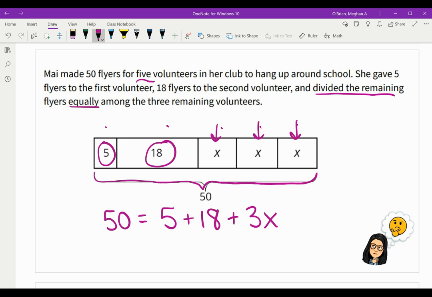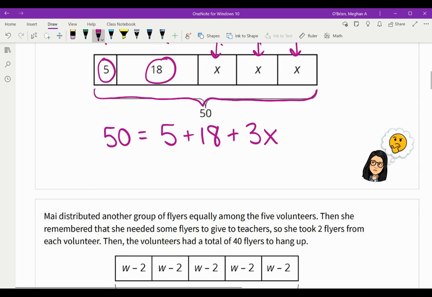For the sake of just this story problem, we're not going to necessarily solve these in the beginning. We'll get to solving later, but I just want to show you how we can use a diagram to help us figure out some unknown values. And the unknown values, of course, are how many these 3 volunteers got. Okay, so let's take a look at another one.